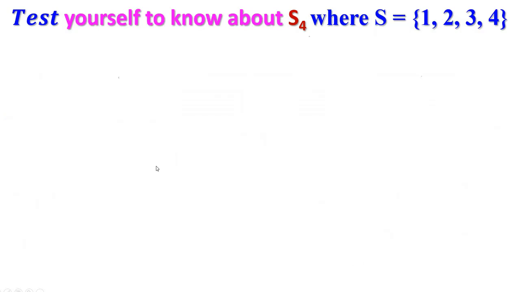Now you can test yourself whether you have understood the concept and do it for S4, where S consists of 4 elements, 1, 2, 3 and 4. So here S4 will consist of 4 factorial elements. There we had S3 consisting of 3 factorial elements, namely 6 elements.